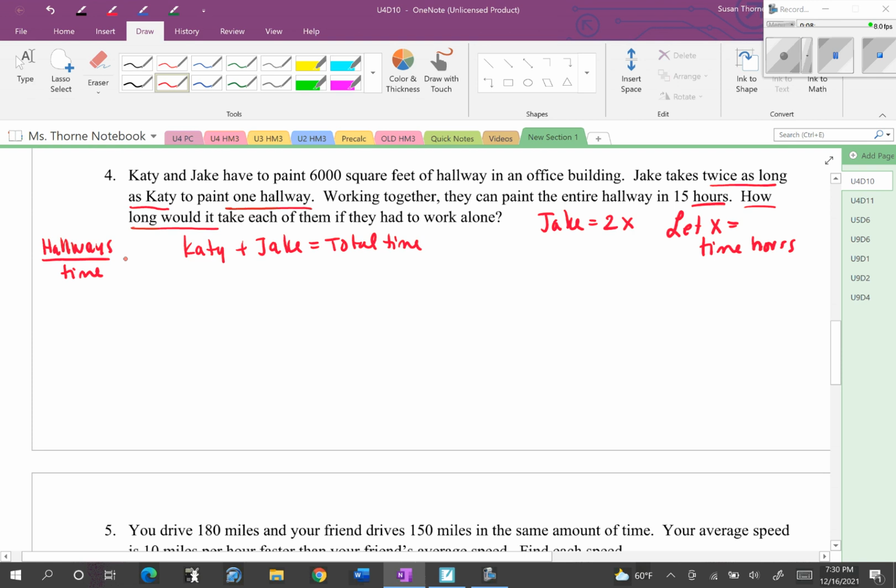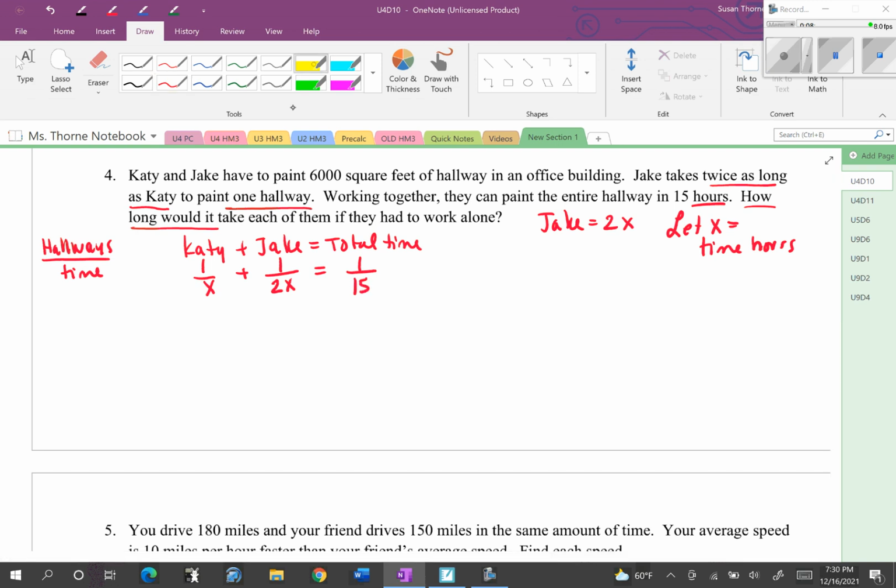So in this case, we know together they can paint the entire hallway in 15 hours. It says Jake takes twice as long to paint as Katie to paint one hallway. So one hallway takes Katie x amount of time. One hallway takes Jake 2x, and that's equal to the total, which is one hallway in 15 hours. So this is the equation that we are solving.